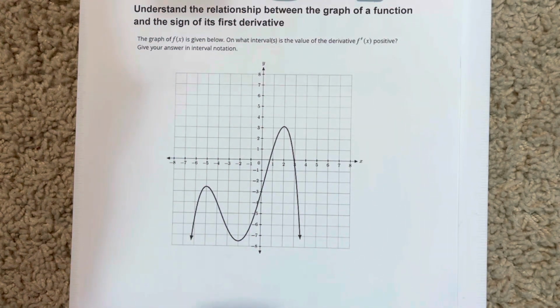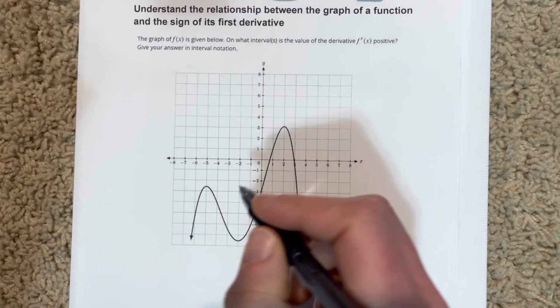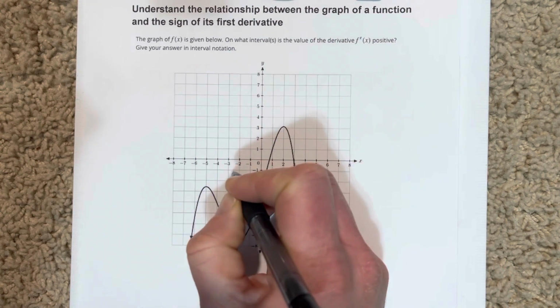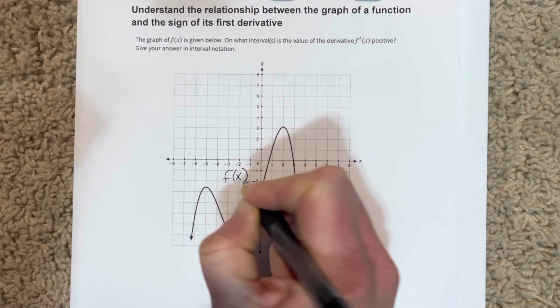In this video, we're going to understand the relationship between the graph of a function and the sign of its first derivative. The graph of f of x is given below. On what intervals is the value of the derivative f prime of x positive? Give your answer in interval notation. So this is the graph of f of x. So we want to be specific there and say that this is f of x.